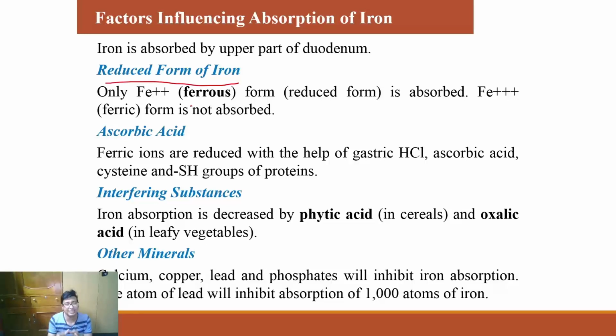Now there are agents in the gut which help in reduction. Those are gastric HCl, ascorbic acid, cysteine, the sulfhydryl group, and many others. But as you can see, one of them is actually a dietary component. We cannot prescribe gastric acid, we cannot prescribe HCl to a patient, right? So we can prescribe ascorbic acid, or vitamin C. Vitamin C is a key ingredient that helps in the reduction of iron from ferric to ferrous and helps in its absorption. So iron is often supplemented with vitamin C.